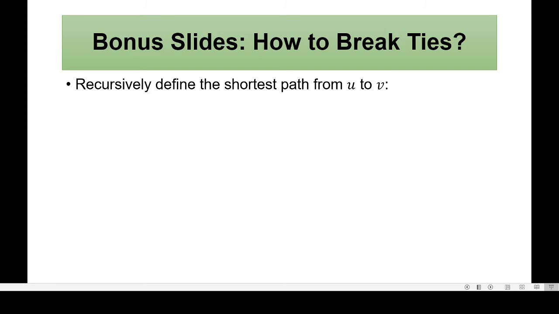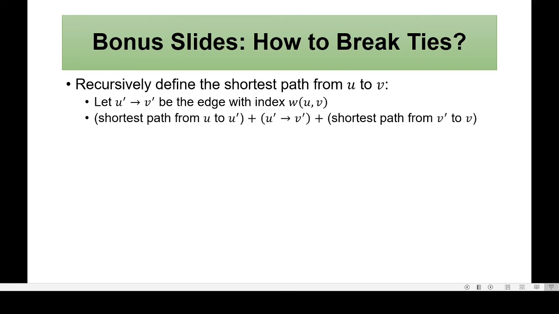Now, let's define a tie-breaking method. For every U, V, we want to define a specific shortest path as the shortest path from U to V. Let U' to V' be the edge with index WUV. The shortest path from U to V is recursively defined as the concatenation of, first, the shortest path from U to U', and second, the edge U' to V'. Third, the shortest path from V' to V.